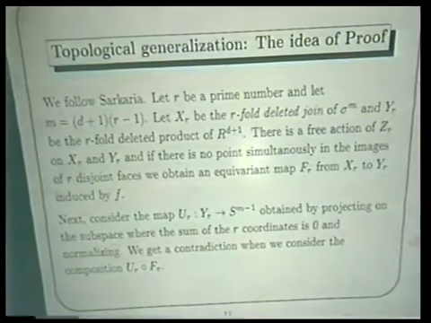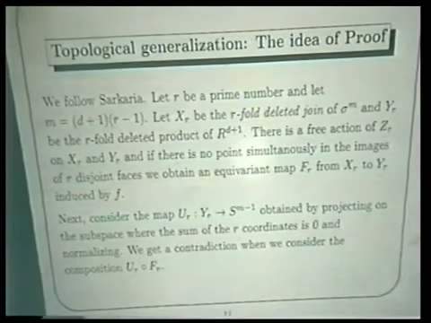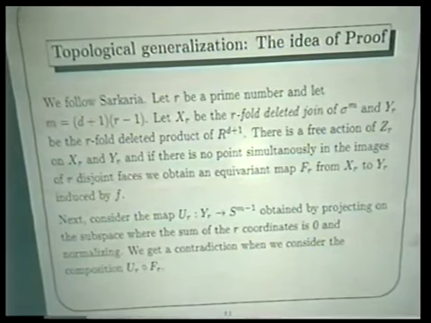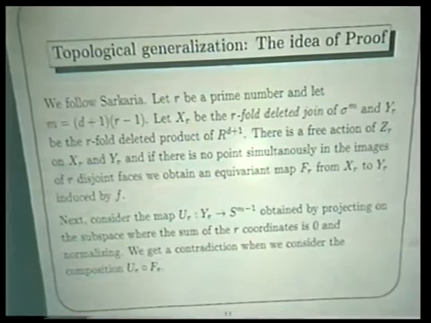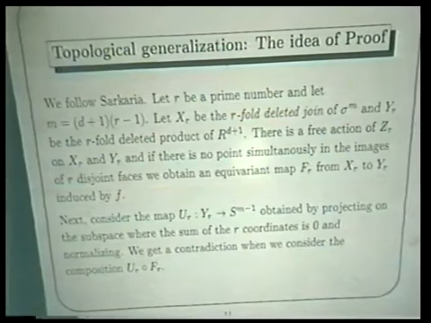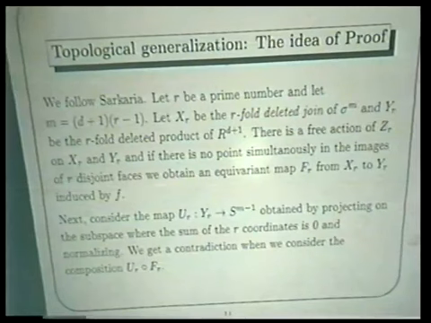You look at two spaces, X_r and Y_r. X_r is the r-fold deleted join of this simplex. I'll tell you in a minute what it is. Y_r is the r-fold deleted product of R^(d+1). The deleted product is the product where the diagonal is omitted. The deleted join is a construction on simplicial complexes. It's like a join, except you delete the simplices which are not pairwise disjoint. Again, you don't have to know precisely what these definitions are, just to get the feeling.